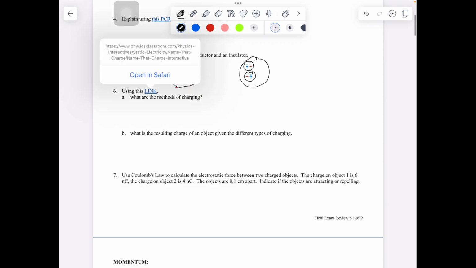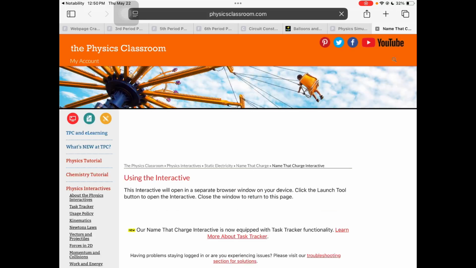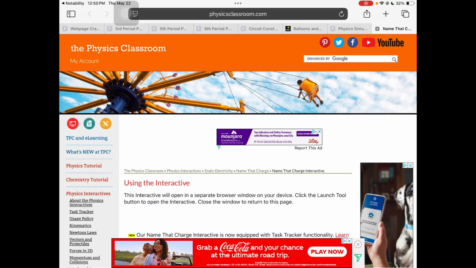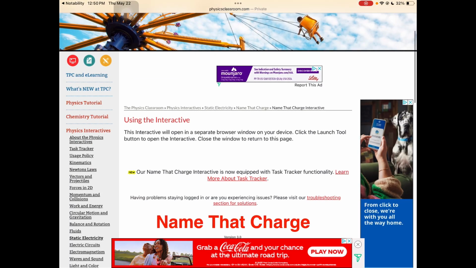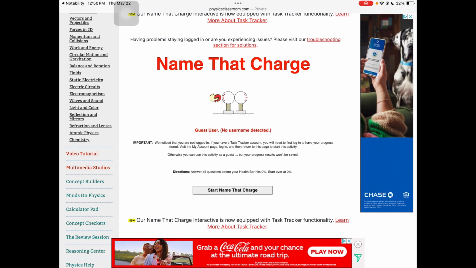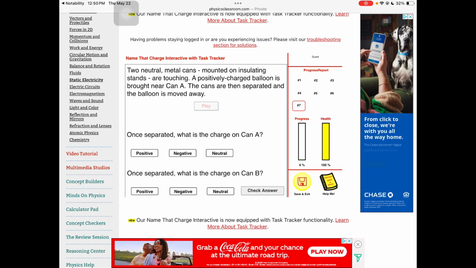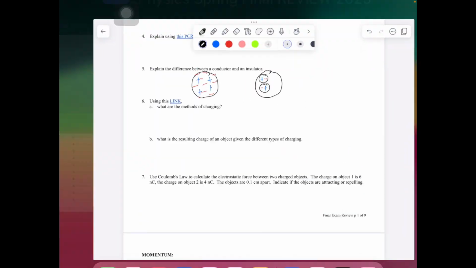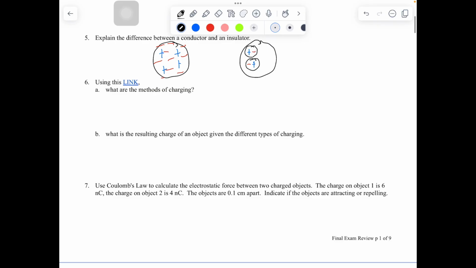Right, let's take a look at this link. What are the methods of charging? Here, if we walk through, let's see, name that charge. Okay. If we flip back. All right, so there's three methods of charging, and we'll talk about them.